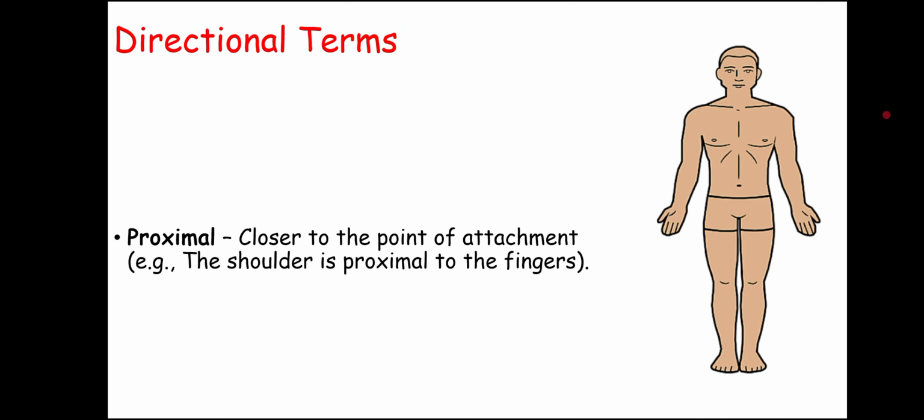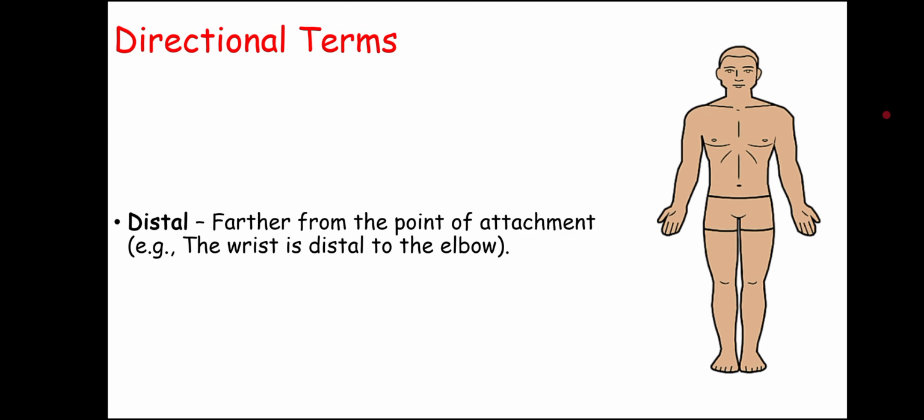The next anatomical or directional term is proximal, that is closer to the point of attachment, as the shoulder is proximal to the finger. The next directional term is distal, that means further from the point of attachment, as the wrist is distal to the elbow.